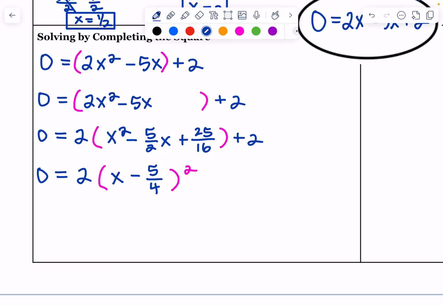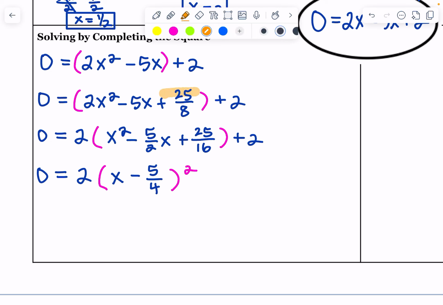Okay, so if we notice here, we still have a blank. And it's not just 25 over 16, it's 25 over 16 times this 2 that we had factored out. Because if you notice on this line right here, we have the 2 factored out, but this top line, we have it factored back in. So we need to factor it back in on the top. And to do that, we're going to multiply 25 over 16 times 2, and that will give us 25 over 8.